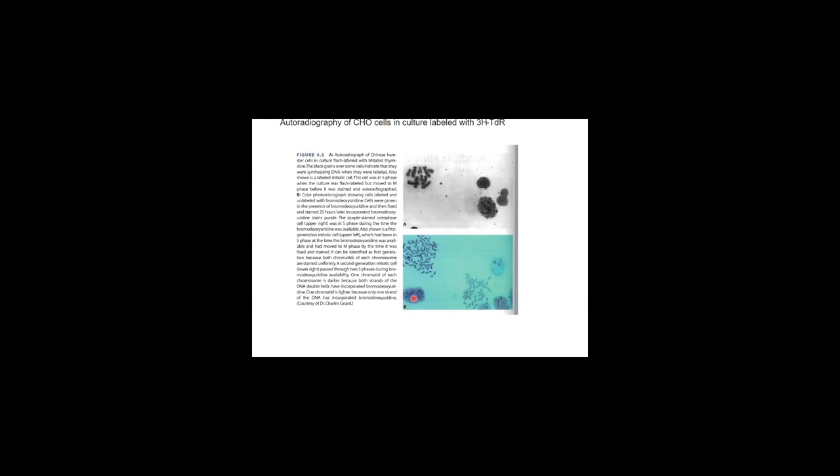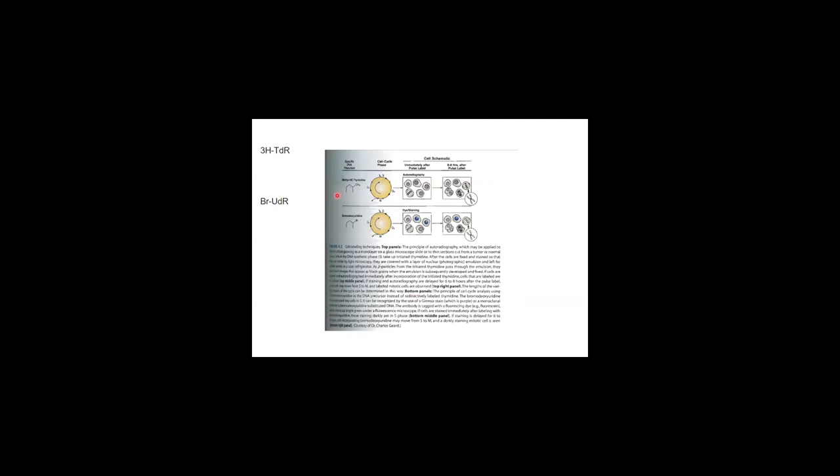Okay, so here's the method. Tritiated thymidine is added to the cells. They go through the cell cycle. They pick up the label, and you look at them anywhere from a week to a month later for their label. Because this took so long, and because it used radiolabel, people came up with a new method. And the new method is using bromodeoxyuridine.